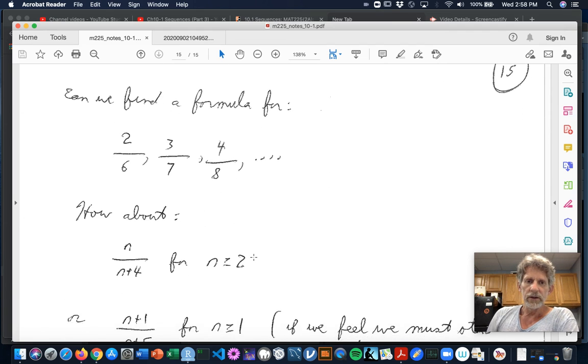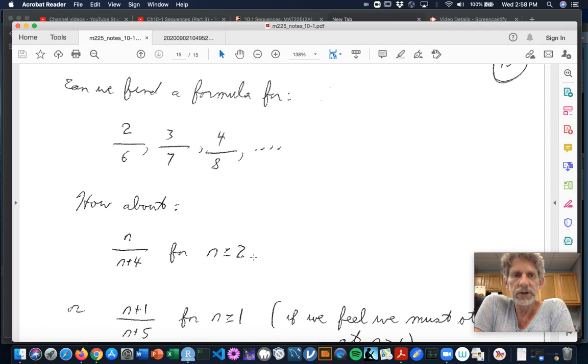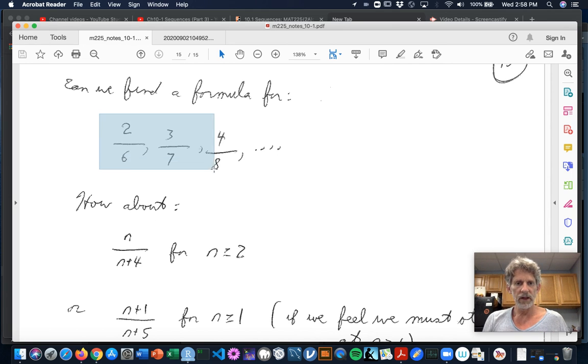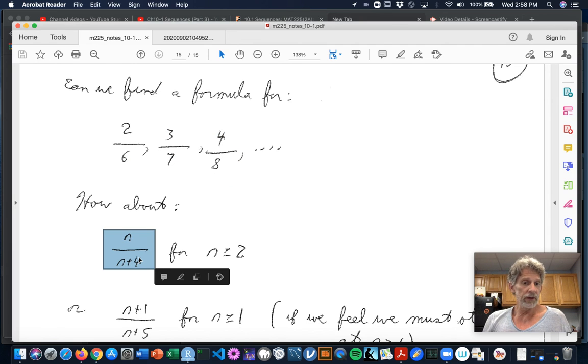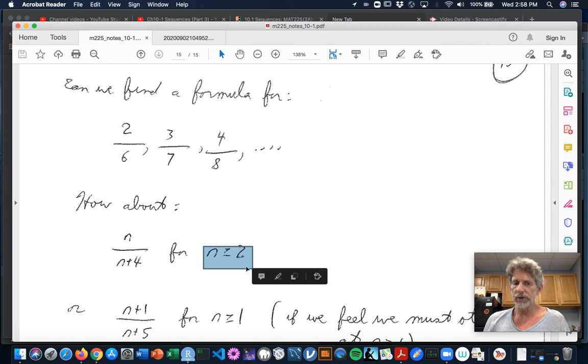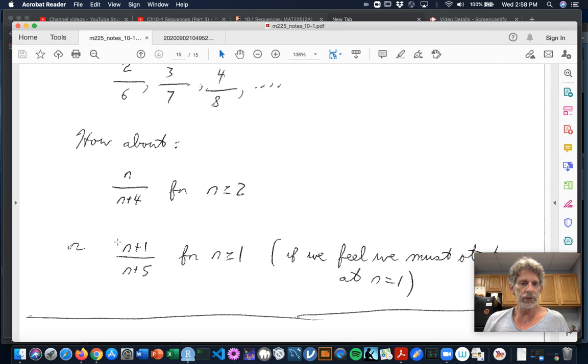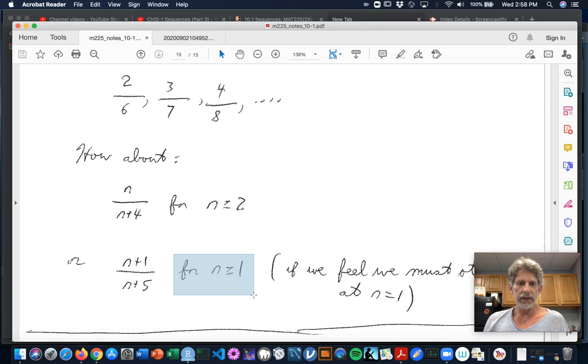Could we find a reasonable suggestion about the general term for that sequence, given just these few first terms? I might just do n over n plus 4, noticing that the denominator is always 4 bigger than the numerator. I'll need to start at n equals 2, though. I could just as well do n plus 1 over n plus 5, and that way I could start with n as 1.